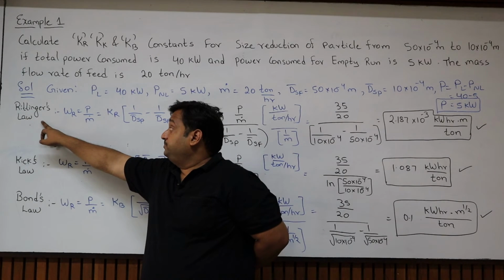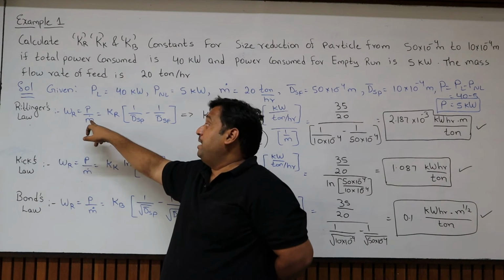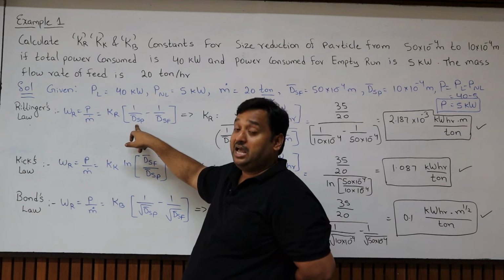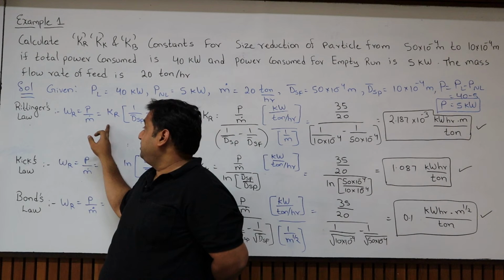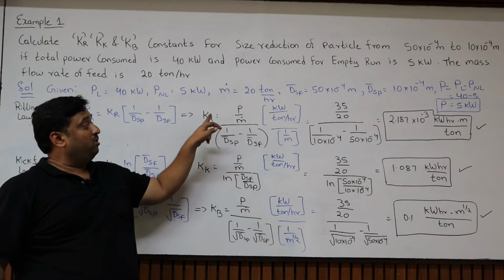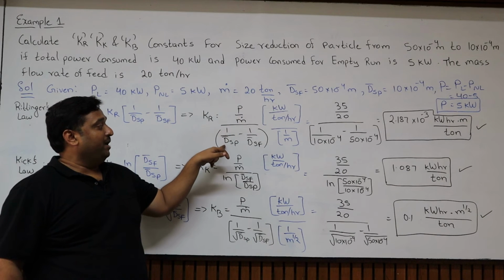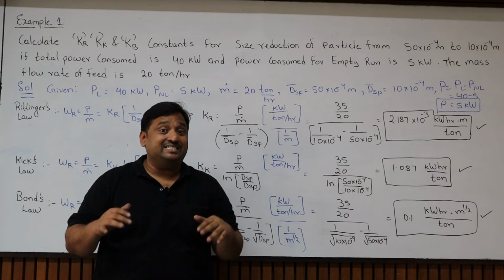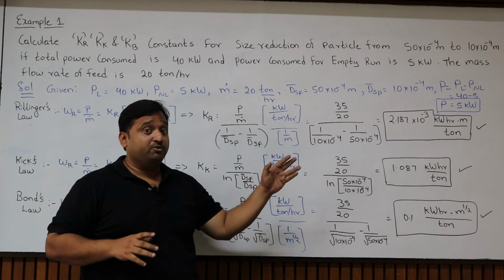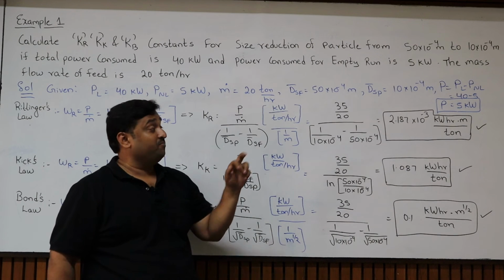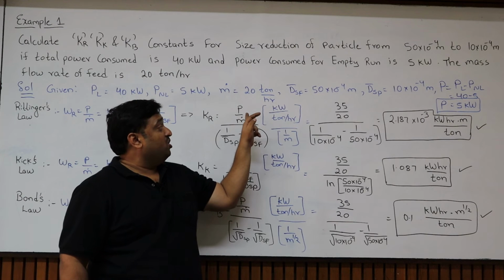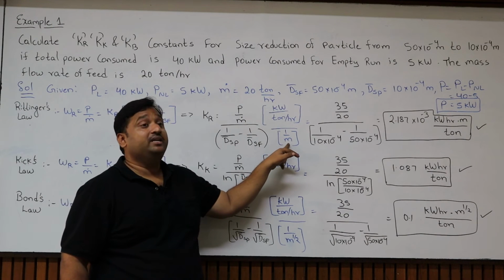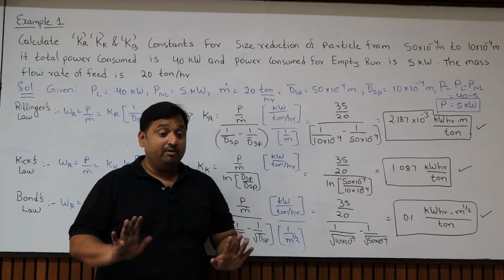This is Rittinger's law. Work required, which is power by mass flow rate, is equal to Rittinger's constant into 1 by product diameter minus 1 by feed diameter. From this equation, I get Kr equal to P by m dot divided by 1 by d bar SP minus 1 by d bar SF. I require this because the majority of students make mistakes in the constants. So follow this procedure: always mention the units in the formula. What is the power? It is in kilowatts. What is the mass flow rate? It is in tons per hour. The diameters are given in meters. So put all those units here because it will be very helpful.